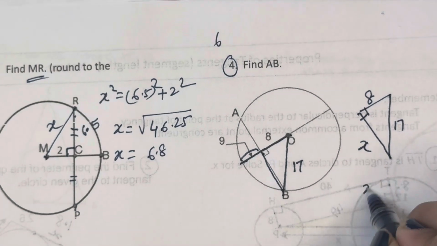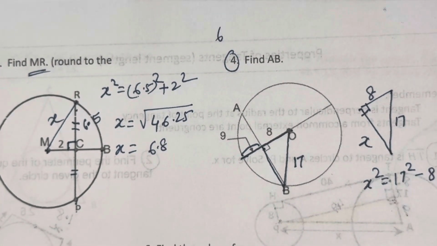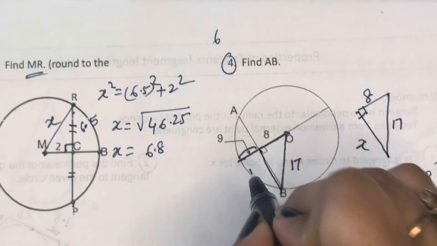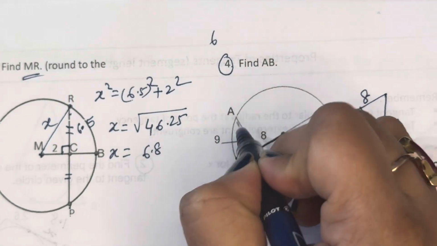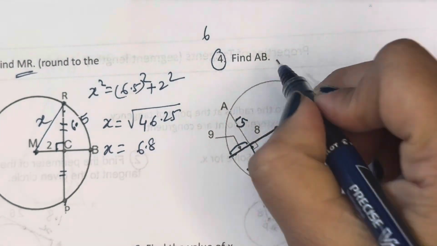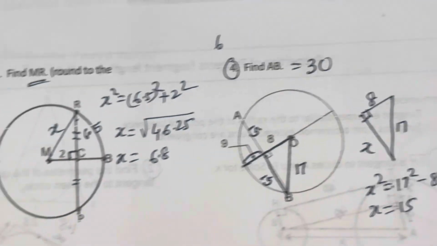So x squared is equal to 17 squared minus 8 squared. 17 squared is 289 minus 8 squared is 64, which is 225. So x is equal to 15. So this portion is 15, and we know it bisects, right? So this should also be 15. 15 and 15, AB will be 30. Okay, so that's a concept-based question.